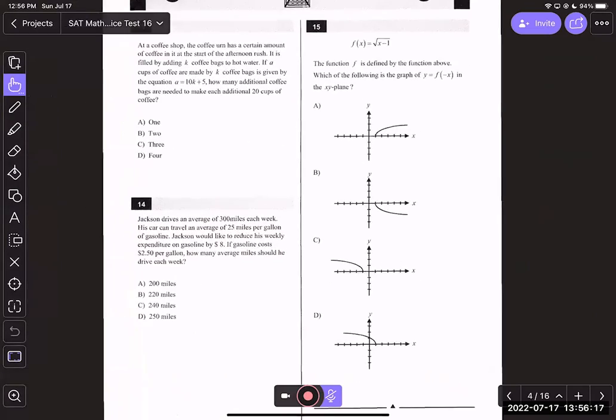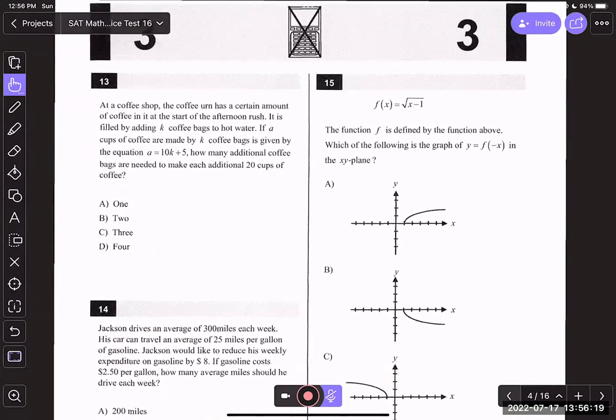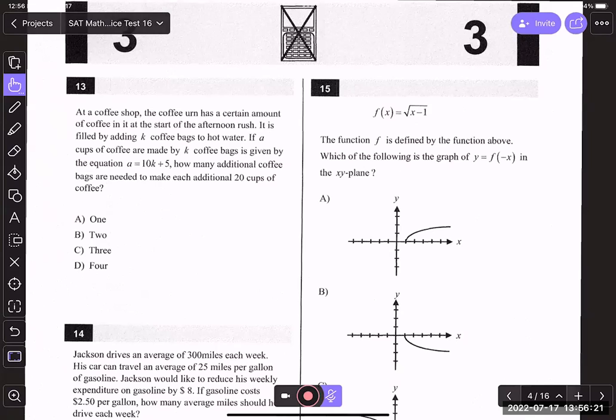Problem number 13. Let's continue on here. Actually, Alex, can you do this one? At a coffee shop, the coffee urn has a certain amount of coffee in it at the start of the afternoon rush. It is filled by adding K coffee bags to hot water. If A cups of coffee made by K coffee bags is given by the equation A equals 10K plus 5, how many additional coffee bags are needed to make each additional 20 cups of coffee?